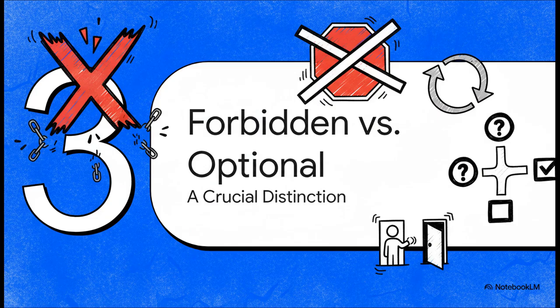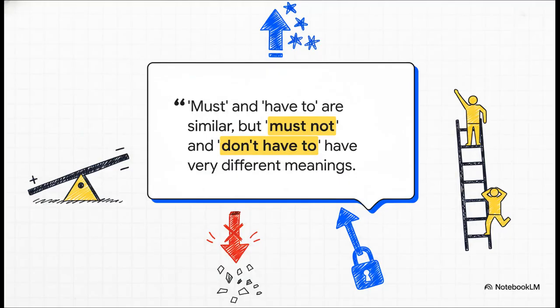All right, everybody, lean in. Seriously, this next part is probably the single most important takeaway of this entire explainer. We are getting to the heart of that must not versus don't have to confusion. This is the critical difference between something being totally forbidden and just being optional. Just let that sink in for a second. When they're positive, must and have to are basically twins. But when you make them negative, whoa, they shoot off to complete opposite ends of our ladder. And getting this difference is an absolute game changer for your English.